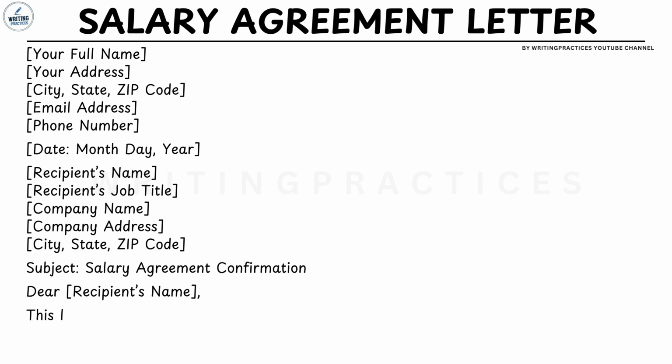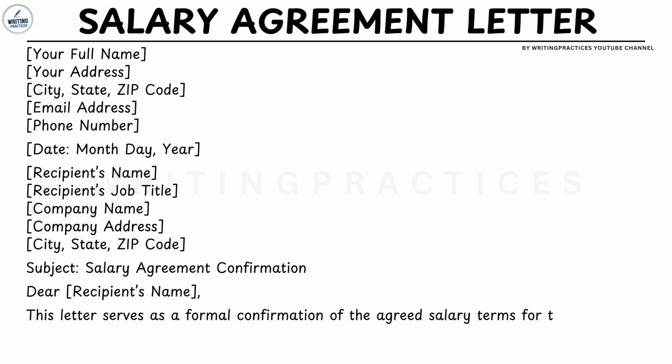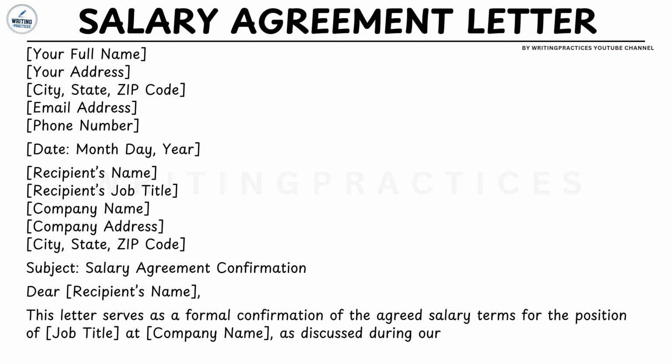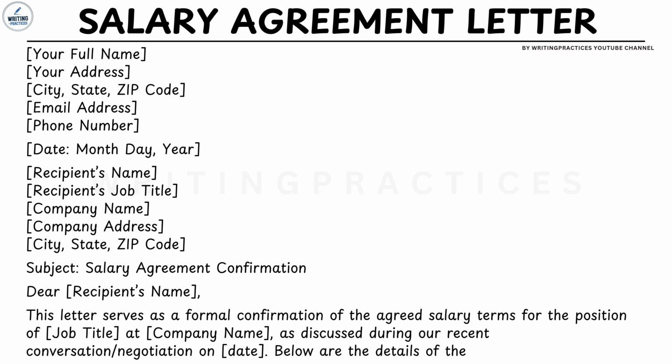Opening paragraph. The opening paragraph is where you set the context. You'll write something like, "This letter serves as a formal confirmation of the agreed salary terms for the position of job title at company name, as discussed during our recent conversation or negotiation on date." This sentence is straightforward and gets right to the point. It establishes the purpose of the letter, which is to confirm the salary terms. By mentioning the specific job title, company name, and date of the discussion, you're ensuring there's no room for confusion.